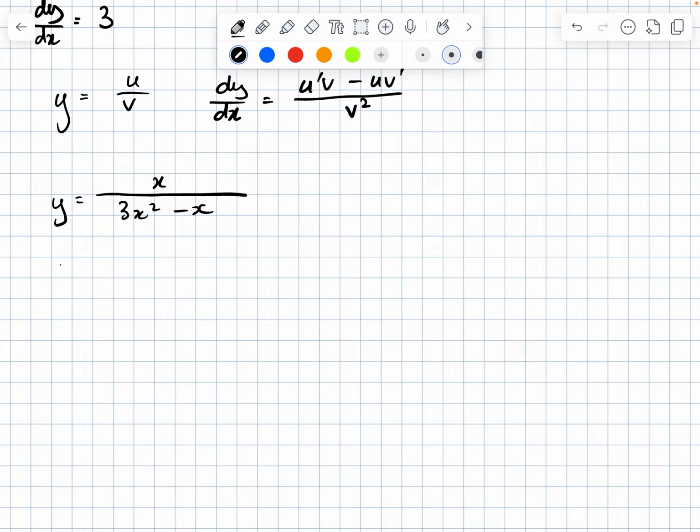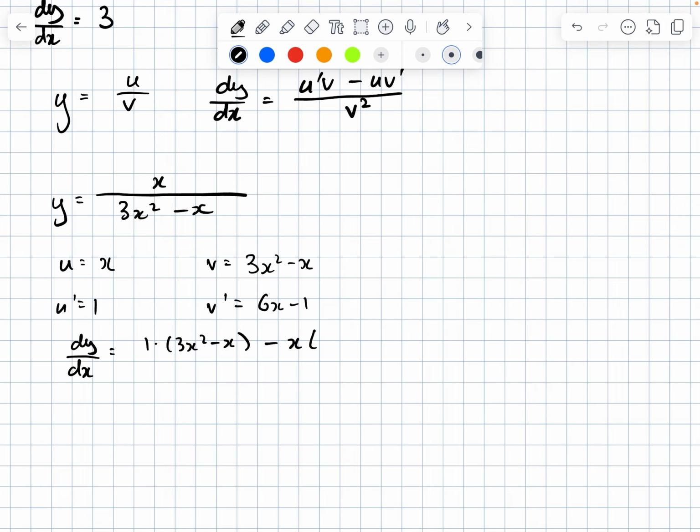So, looking at differentiating that function again, u is always the numerator, so u equals x, which means that u dash is 1, and v is the denominator, 3x squared minus x. So v dash is 6x minus 1. That means that dy dx is equal to u dash times v, so 1 times 3x squared minus x, minus u times v dash, x times 6x minus 1, all over v squared, 3x squared minus x to the power 2.